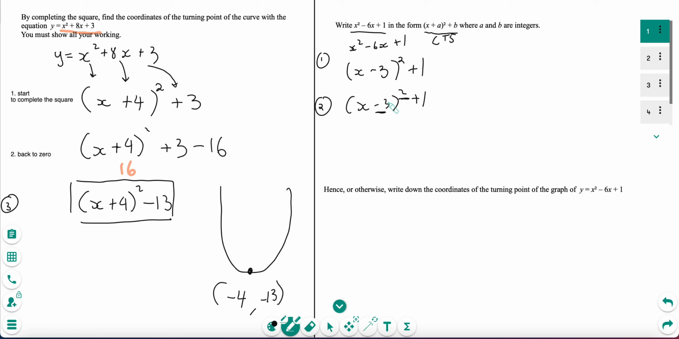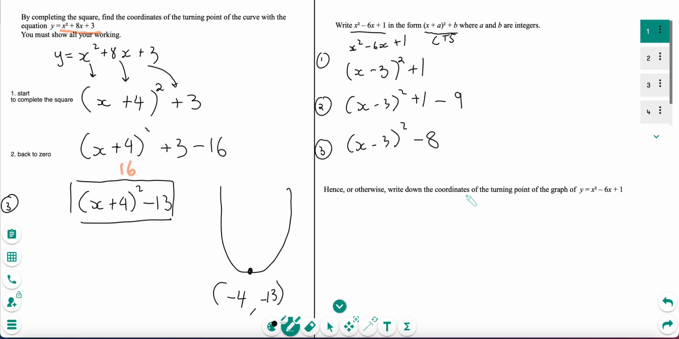Minus 3 squared is positive 9. How do you get from positive 9 back to 0? Well, you minus 9. Step 3, we simplify. Plus 1 minus 9 is negative 8.